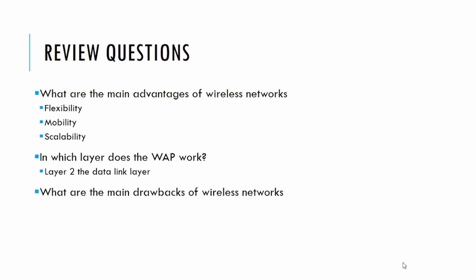What are the main drawbacks of wireless networks? We have some drawbacks. There are limitations in the coverage area due to obstacles such as walls or weather conditions, or sometimes the long distances that can attenuate the signal being transmitted. Sniffing is a security vulnerability in wireless networks.